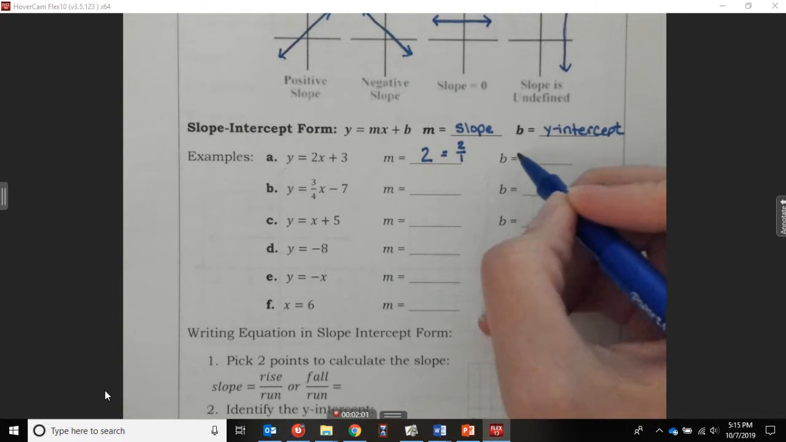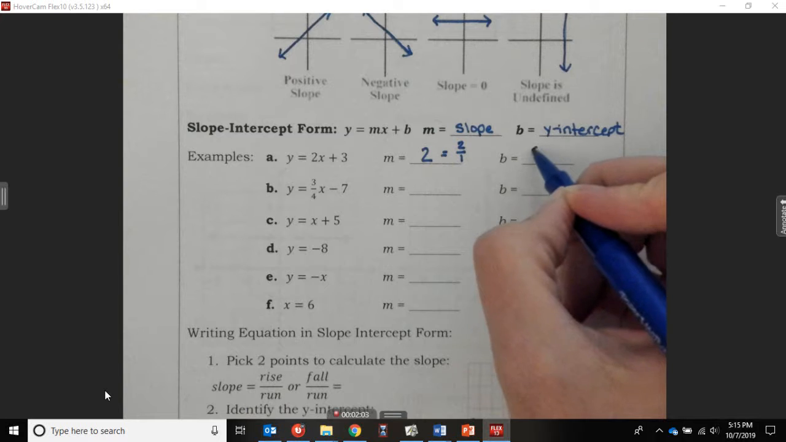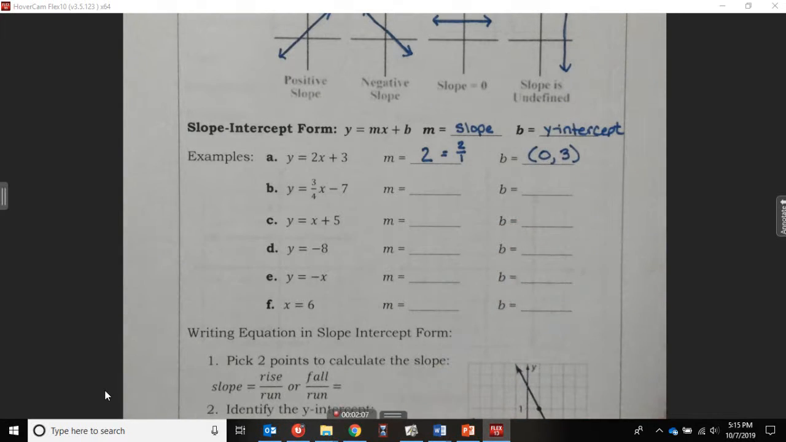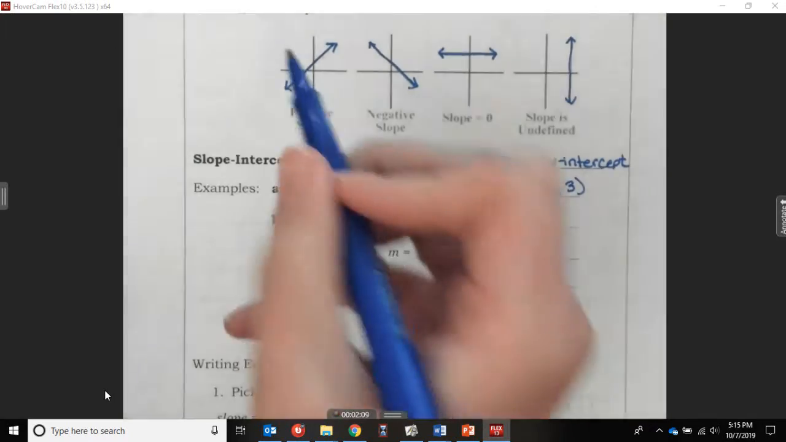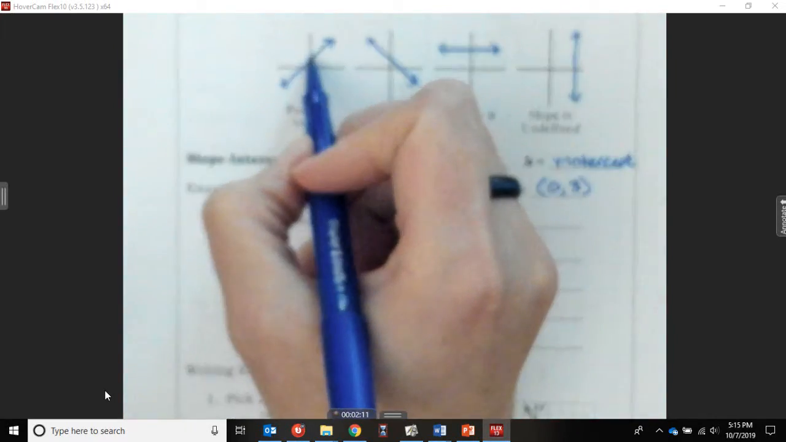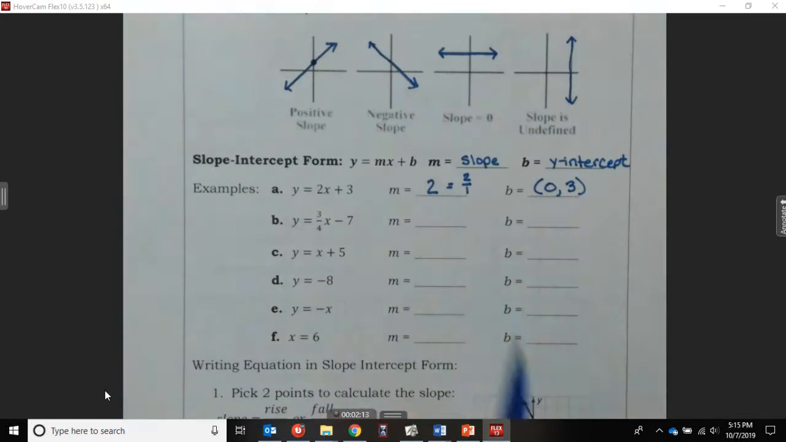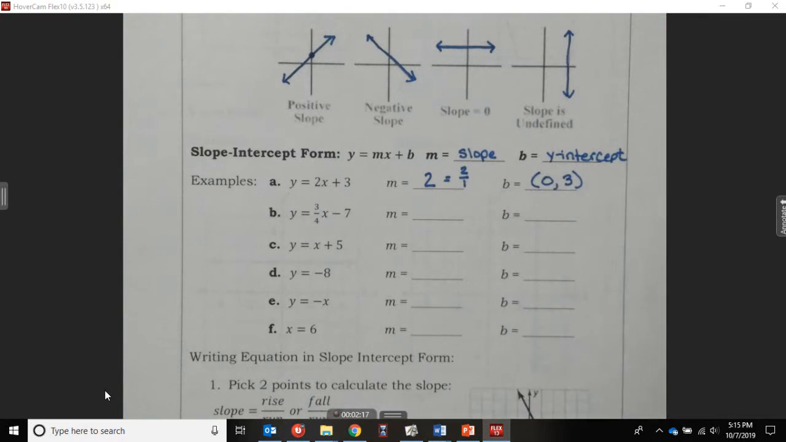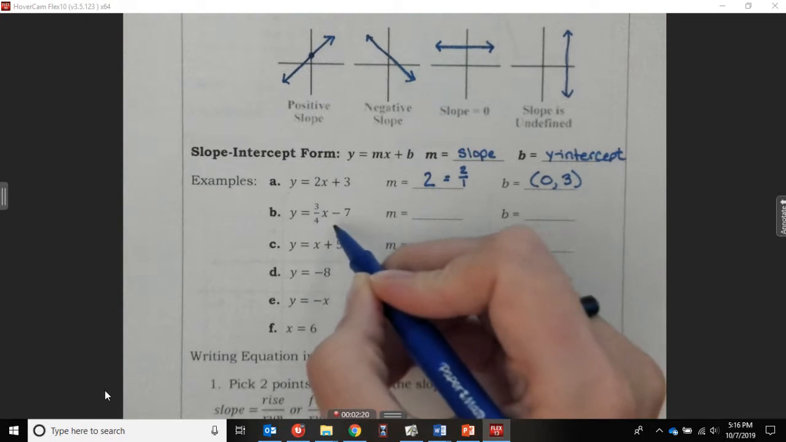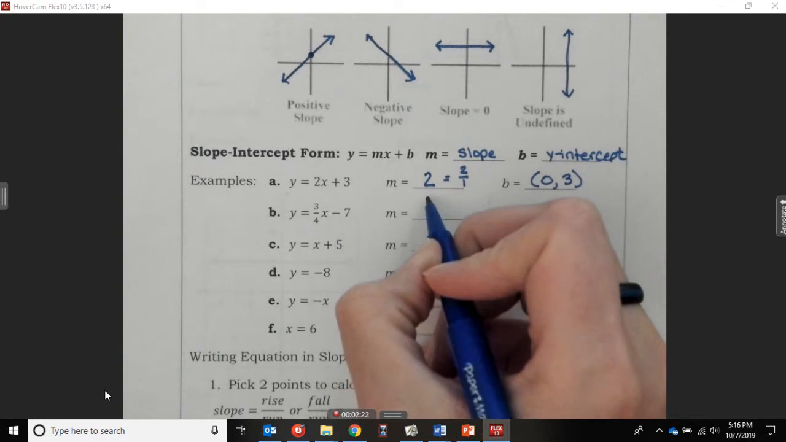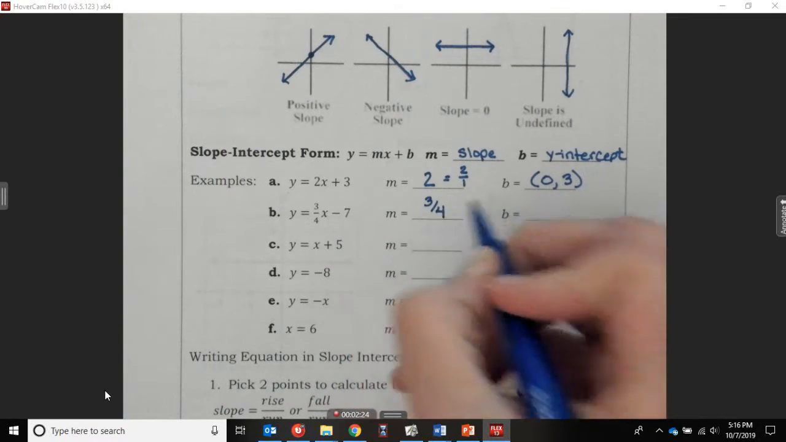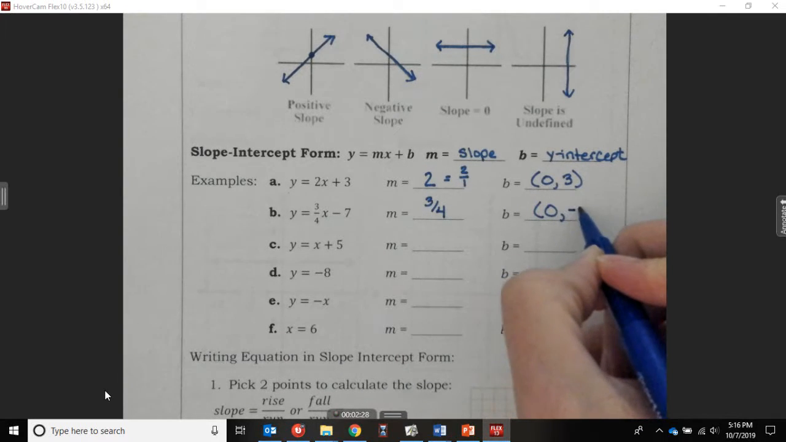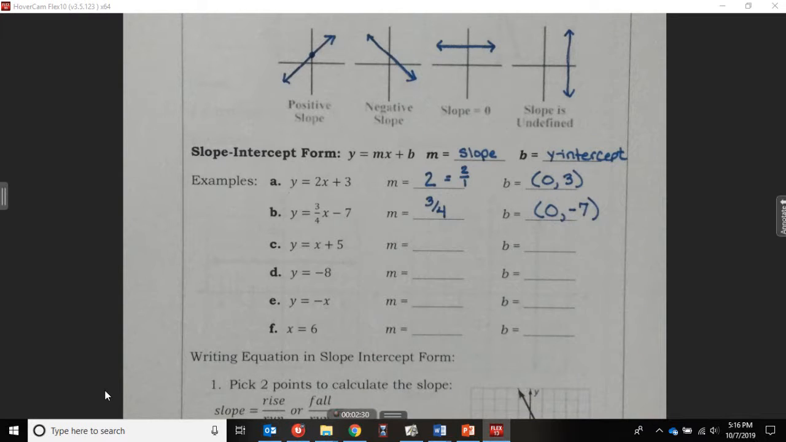And then my y-intercept, my b, is 3. But I like to write ordered pairs because it's a point. On the graph, a y-intercept is a point. So like this graph here, that's the y-intercept. It's a point on the graph, so we need to write it as an ordered pair. Then letter B, y = 3/4 x - 7. My slope is 3/4. My y-intercept, we have to include that negative, so it's (0, -7).